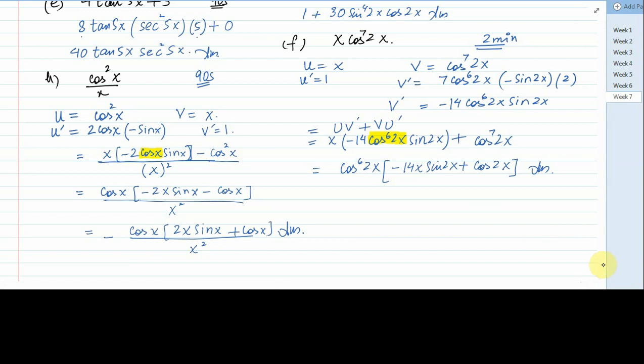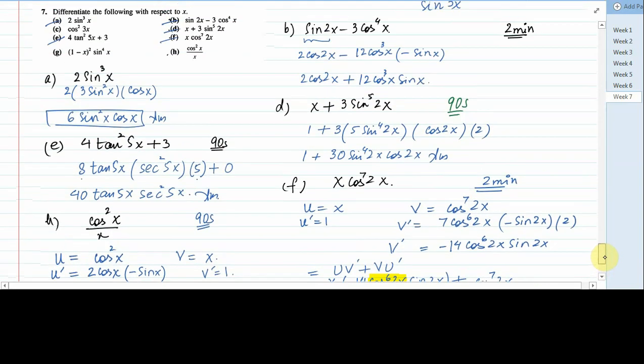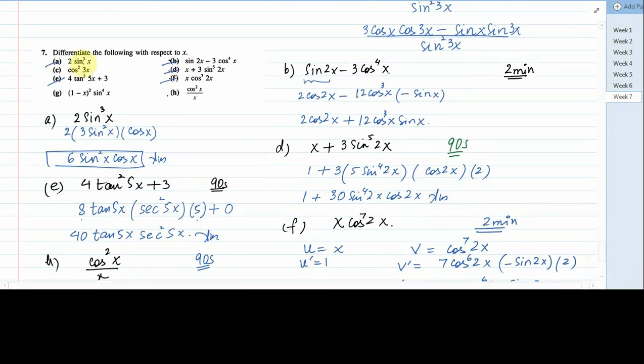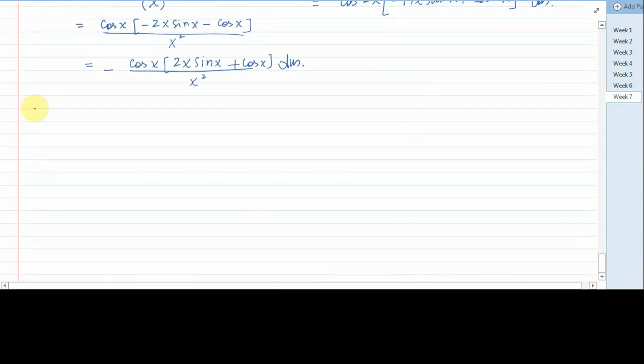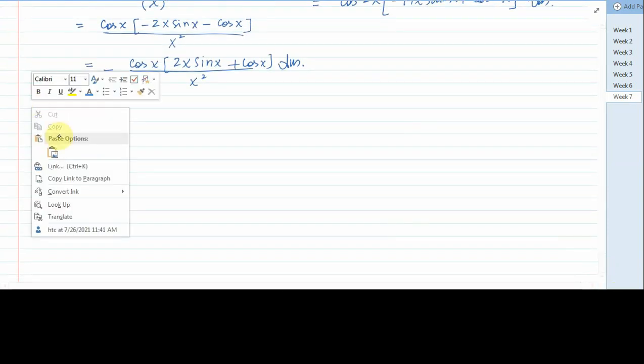Alright, so what you need to do as your homework, you need to attempt part G as your homework. Alright, and you need to submit it on time. So after question number 7, we need to move towards the next question, and it's question number 9.